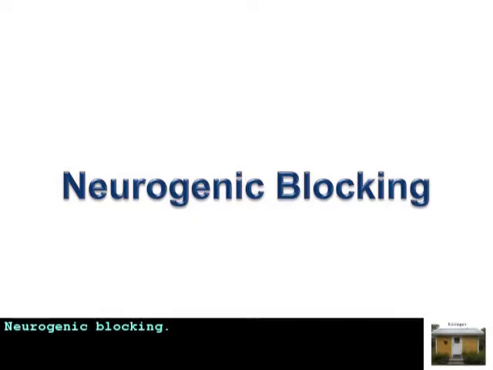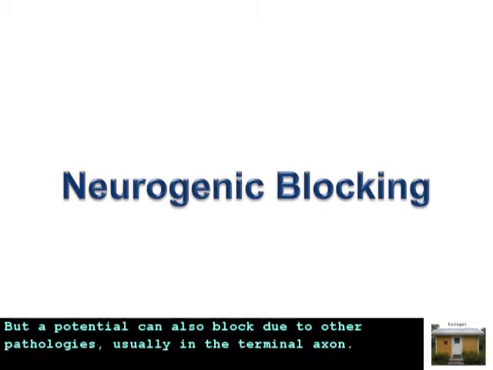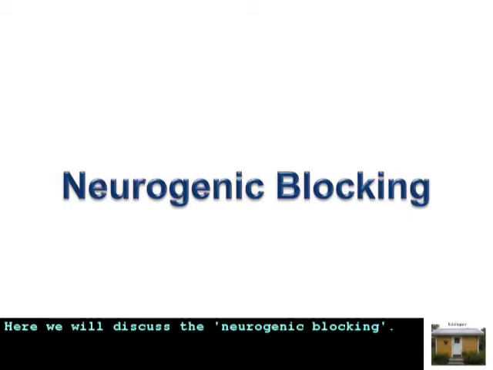Neurogenic blocking. Blocking of muscle fiber action potentials is usually associated with failure of the neuromuscular transmission in the end plate. But the potential can also block due to other pathologies, usually in the terminal axon. In very rare instances, the potential is blocked within the muscle fiber and fails to reach the recording electrode. Here we will discuss the neurogenic blocking.